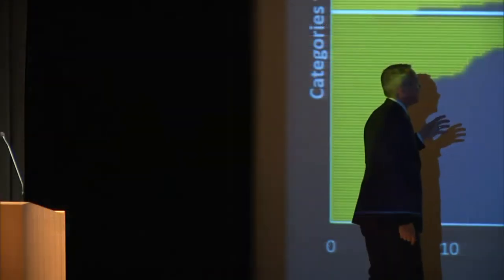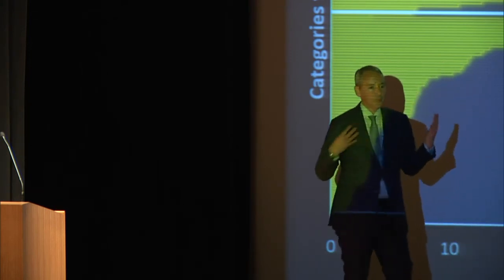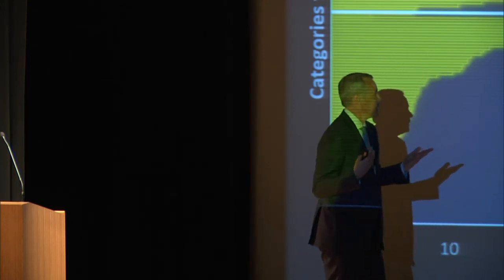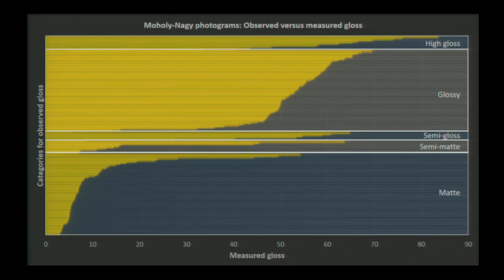One of the things I wanted to talk about briefly, it's almost a digression, but bear with me. There is a Moholy catalog raisonné for these photograms. The person who prepared it did a really heroic job of trying to capture some sort of materiality. One of the things she looked at, as I did, was gloss. She had five categories: high gloss, glossy, semi-gloss, semi-matte, and matte. But when we measured the gloss, you can see there's massive overlap across these categories. So what I'm trying to do is not replace visual connoisseurship or subjectivity.